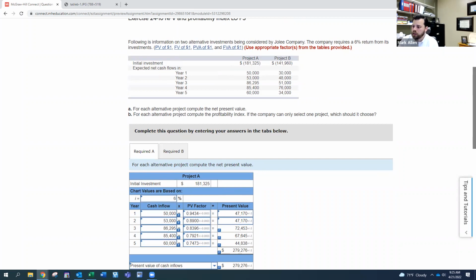Now, what I want you to realize is that in this case, we've got two potential projects. We've got a project A and we've got a project B. Notice they have two different costs and their cash flows are certainly wildly different year over year. So here we go. What we're going to do, we're going to try to figure out which project we should actually accept. So for each project, compute NPV, then determine profitability index. Then if they are mutually exclusive, which one should you pick?